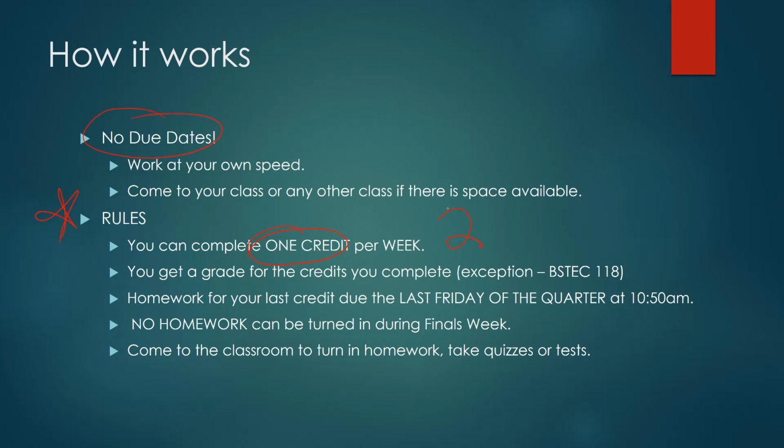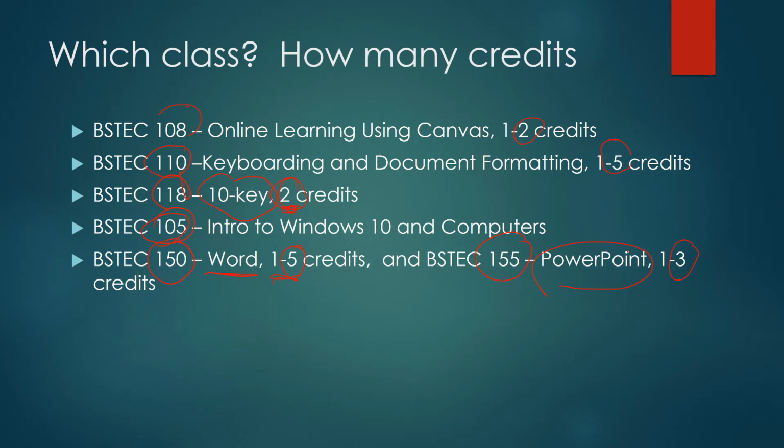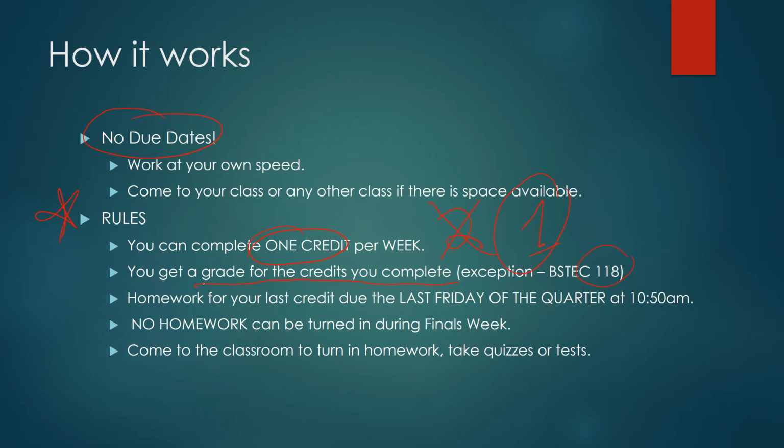The next rule that's very important is that you get a grade for the credits you complete. So if you register for 2 credits, but you only complete 1 credit of work, that means at the end of the quarter you're going to get a grade for 1 credit, not for 2. The exception to this is BSTEC 118, which is a 2-credit class, and in that class you must complete both credits. However, in all of the other classes that we talked about here, BSTEC 108, 110, 105, and 150, these are variable credit, and you get a grade for the credits that you complete.